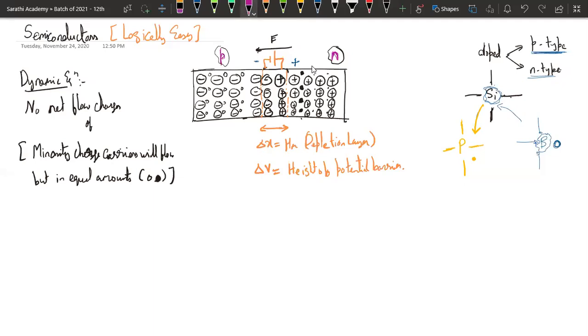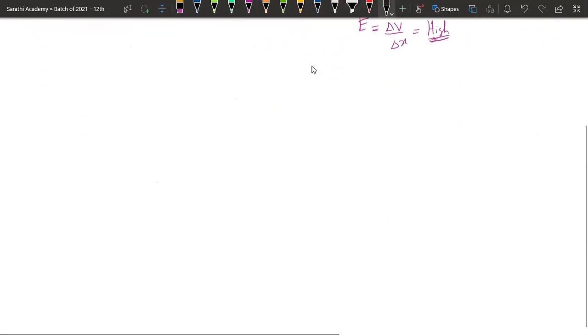Now one more important thing here is the electric field, which is delta V by delta X. This will be very high. So that is why no majority charge carriers can flow through this potential barrier. Okay. ऐसा है. Is this clear everyone? यहाँ तक clear है सबका?